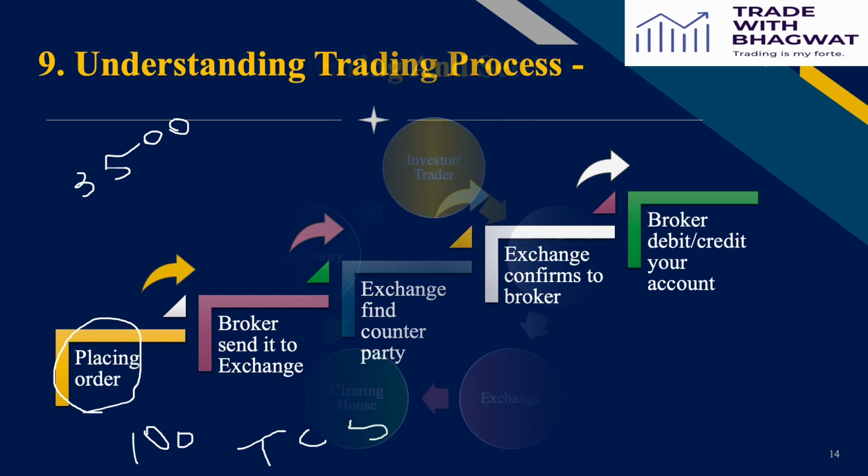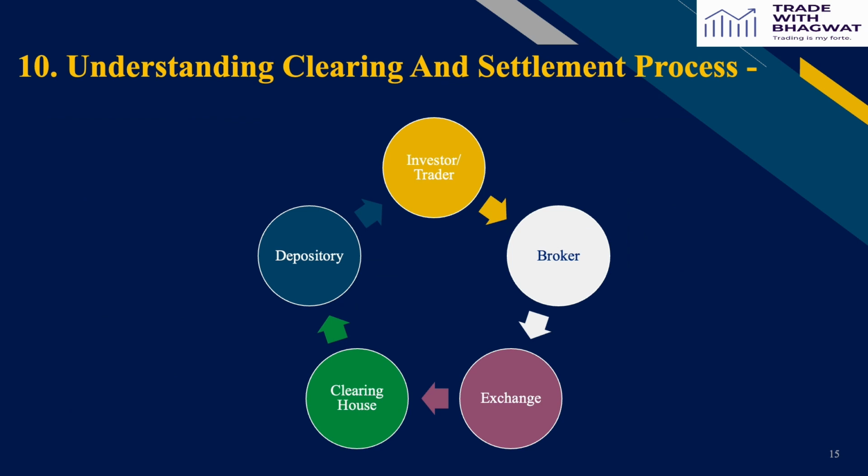Here you might see the clear picture of the clearing and settlement process. Sometimes you might have heard that India went to T+1. India is one of only two countries till now that have gone to T+1, so it's very important to understand the clearing and settlement process. Let's say we are an investor or trader, and we have bought 100 shares. We placed the order with the broker, then the broker went to the exchange, and we got the shares, obviously.